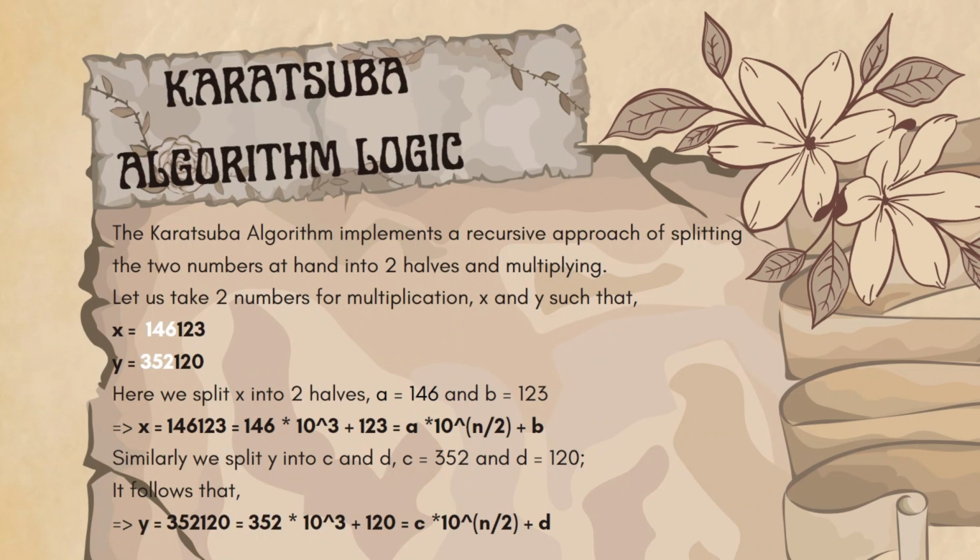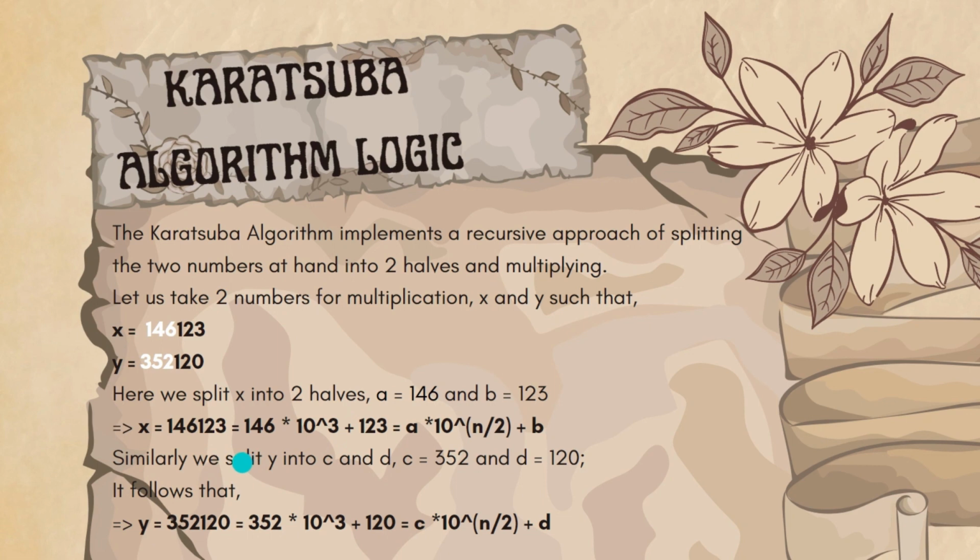Now, when we head to the Karatsuba algorithmic approach, it basically implements a recursive approach of splitting the two numbers at hand into two halves, and then multiplies them recursively. So for example, let us take values x and y, with x being 146123 as the number, and y being 352120. So our first step would be to divide x into two, the first half, which is a, and the second half, which is b. So a equals 146, b equals 123.